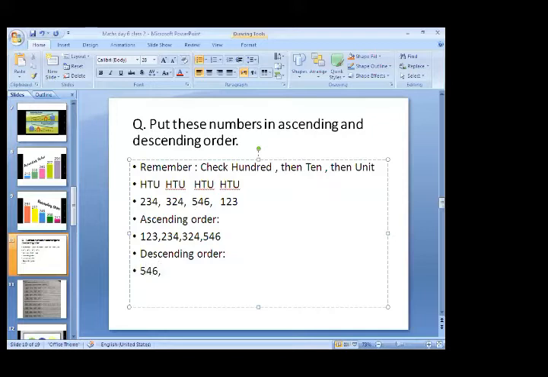And after 546, three values are remaining: 123, 234, 324. So see which digit is biggest at the hundred place. 1, 2, 3. Which number is biggest? 3 is biggest. So you will write 324.